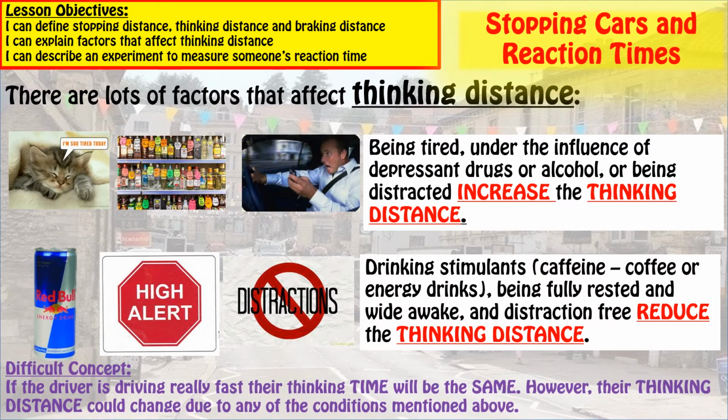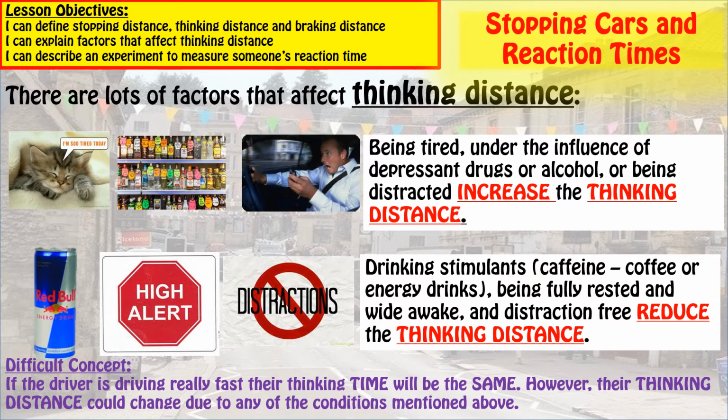Okay, the next part is quite a tricky concept. If a driver goes at 20 miles per hour, the time to react is going to be X amount of time. If they travel at 60 miles per hour, the time to react is also going to be the same, right? It's going to be the same. But the thinking distances are going to change. The faster you travel, the further the thinking distance, because you're travelling faster, the car is going to go further. But the time to think about it is going to be the same. If you want to write that part down, you're more than welcome to.